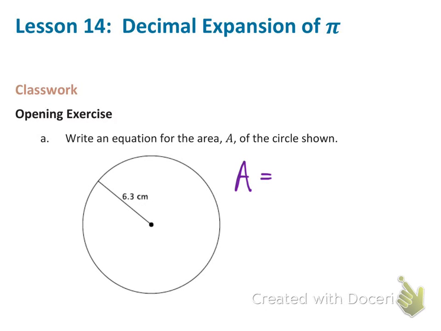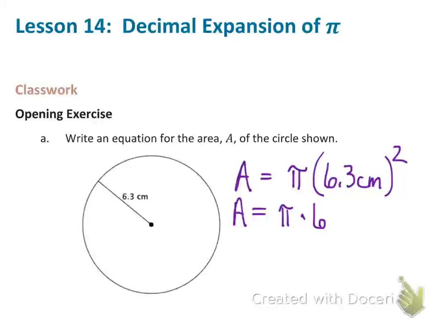and I would encourage you to pause and do this yourself, or maybe you have it done while I'm chatting here. But remember, the area formula for a circle is pi times the radius, which in this case is 6.3 centimeters, the radius squared. Pi times the radius squared. So if we write this in a more general way, we've got pi times 6.3 squared times our units, which is centimeters squared.